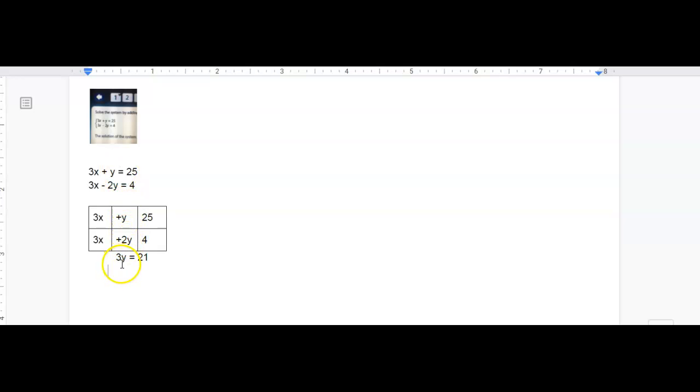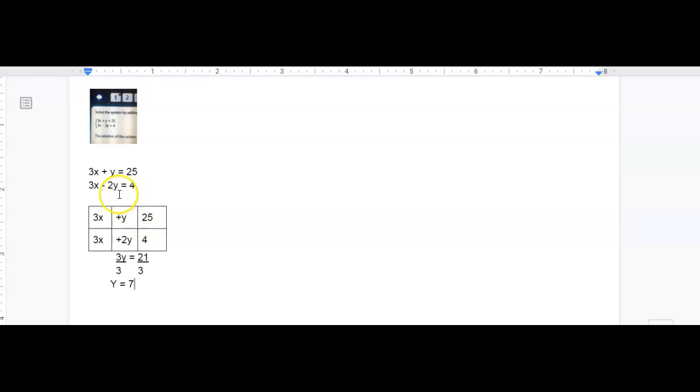Going back to here, the y is being multiplied by 3, so we divide both sides by 3. Remember we're dividing, so we underline it to show the fraction bar. 3 divided by 3 is 1, and 1 times y is just y. Now 21 divided by 3 is 7. So now we know what y is.